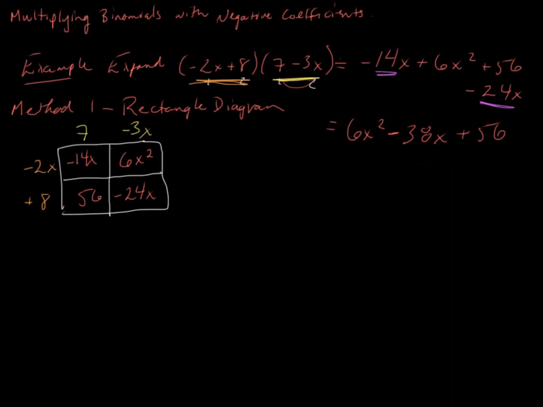So the only thing that the negative 3x being on this side of this binomial did was rearrange the order a little bit, but that's okay because the math still checks out and we can always rearrange it later. So that is how you use the rectangle diagram to solve this.